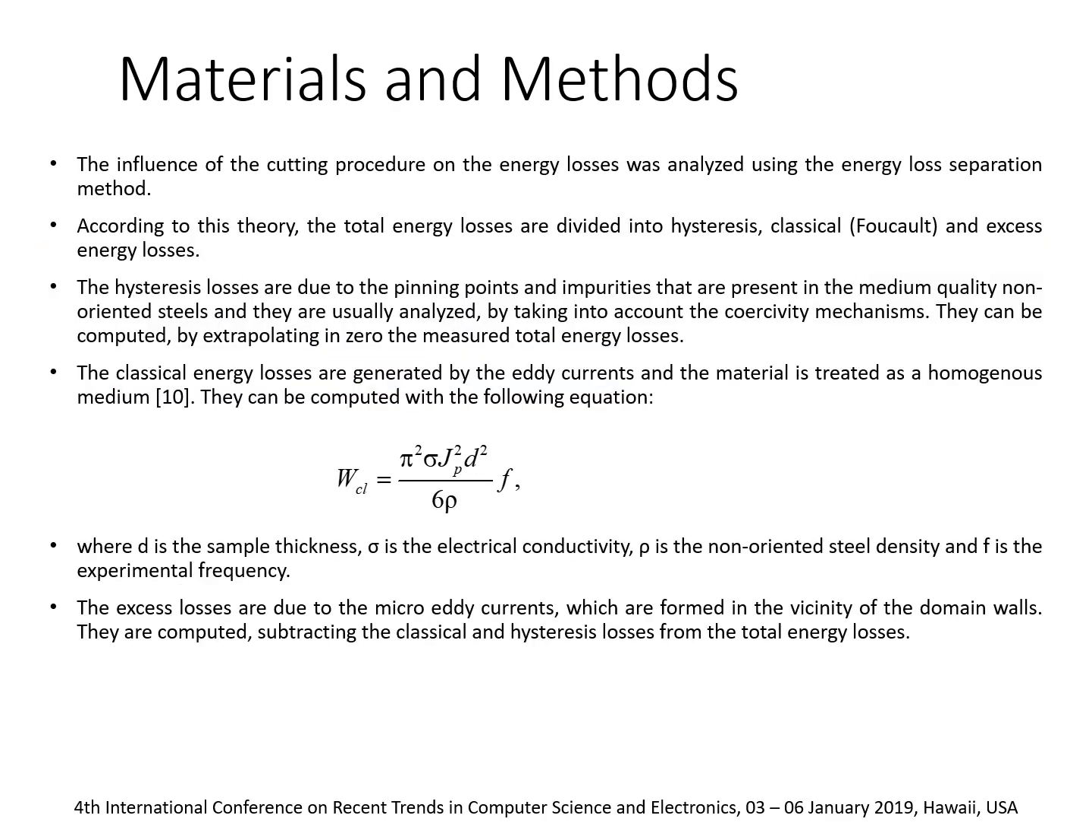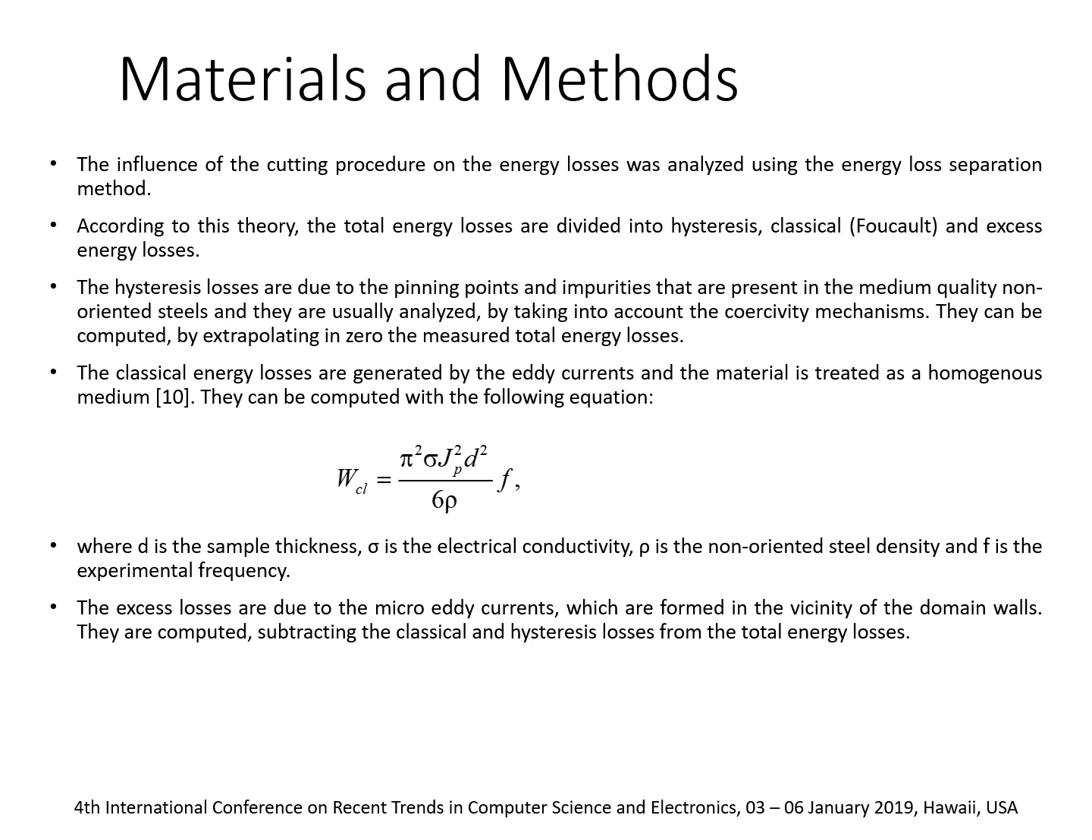The influence of the cutting procedure on the energy losses was analyzed using the energy loss separation method. According to this theory, the total energy losses are divided into hysteresis, classical, and excess energy losses. The hysteresis losses are due to the pinning points and impurities that are present in the medium quality non-oriented steels, and they are usually analyzed by taking into account the coercivity mechanism. They can be computed by extrapolating to zero the measured total energy losses.